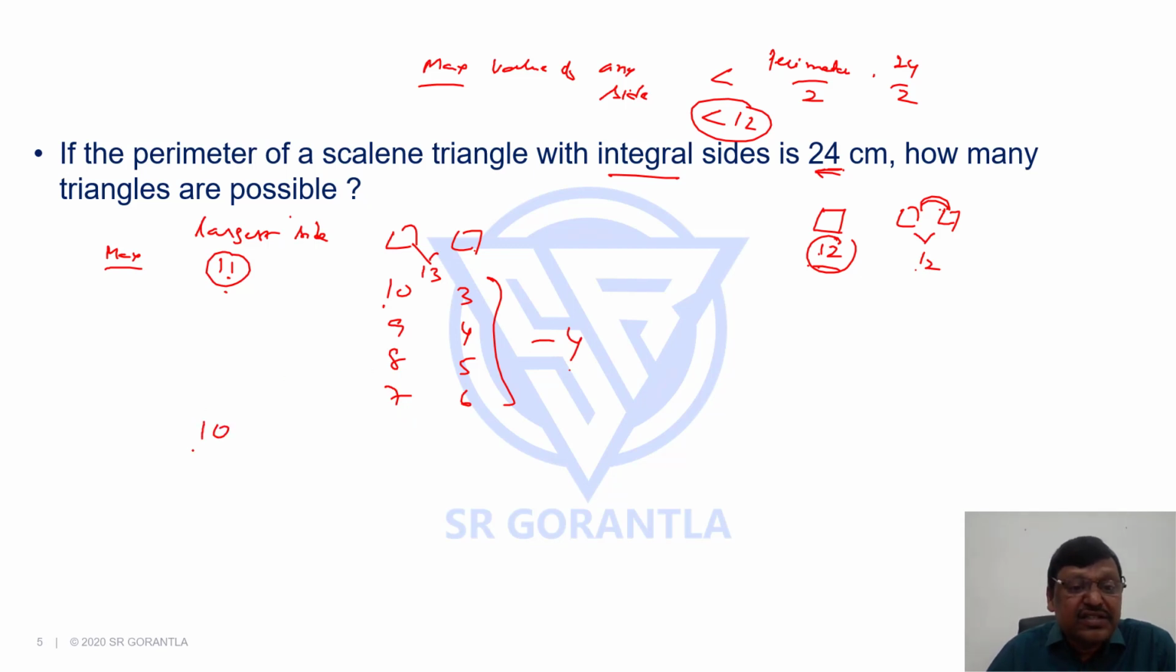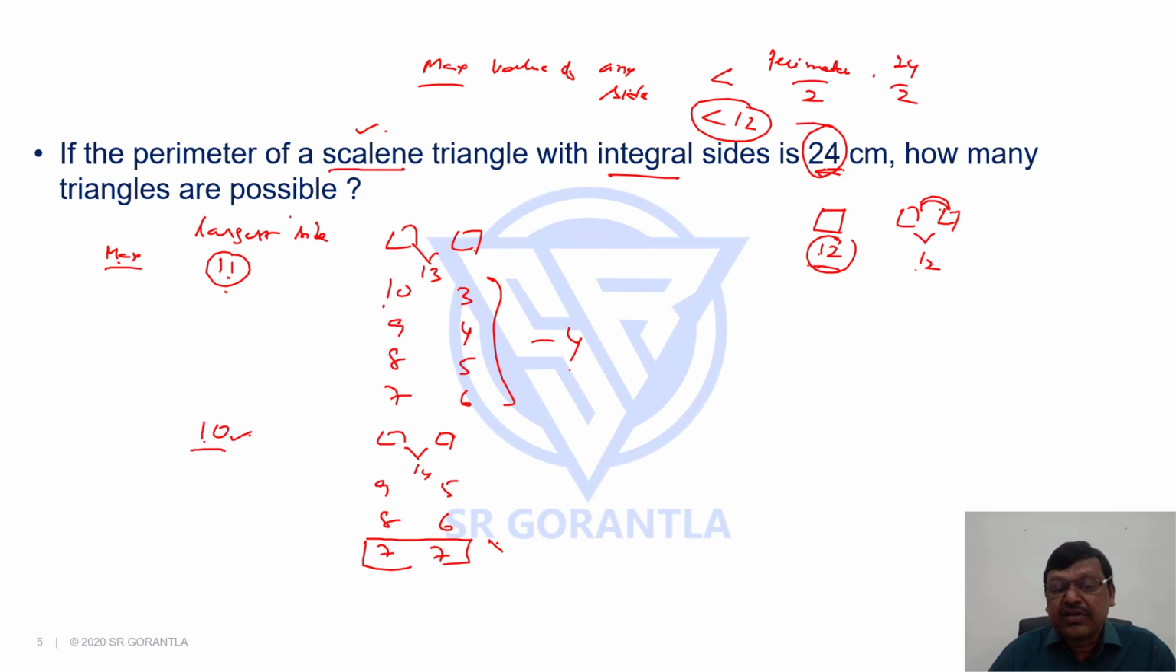What if the largest side is 10? I said the maximum value has to be less than 12, which means maximum 11. It does not mean that it should be 11 only. What if it is 10? If it is 10, the other two sides should sum to 14 because 24 is the perimeter. Since the largest side is 10, the second largest can be 9. So 5, 8, 6, 7, 7. No, 7, 7 is not acceptable because we are looking for a scalene triangle. So hence, there are two possible cases.